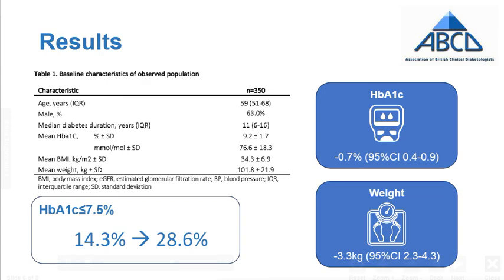If we were to look at recommended HbA1c targets and the numbers achieving these at baseline and at follow-up, this essentially doubled from 14.3% achieving a HbA1c target of less than 7.5% to 28.6% at follow-up.